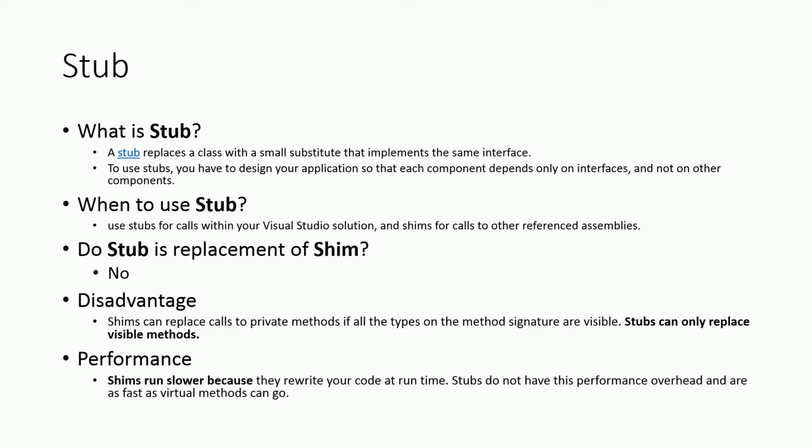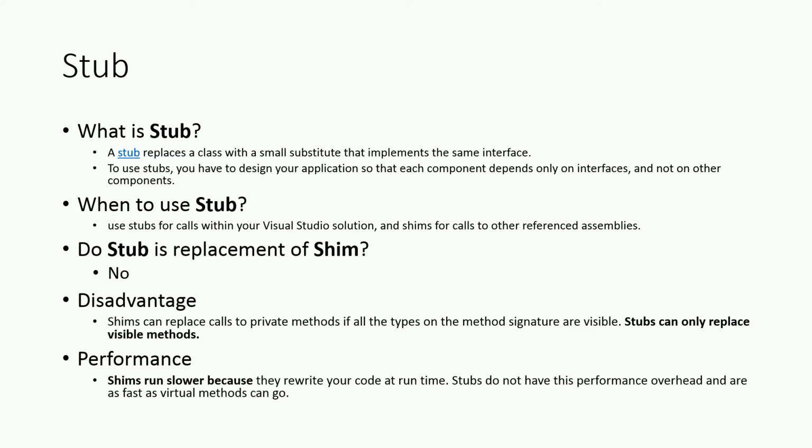The stub depends only on an interface, so the functionality you want to define only goes through an interface. If you see the second line, to use stub, you have to design your application so that each component depends only on the interface and not on other components. To put it in one line, we should define our application design in a proper manner where it is shared through an interface. So stub can only be used when you are using an interface.